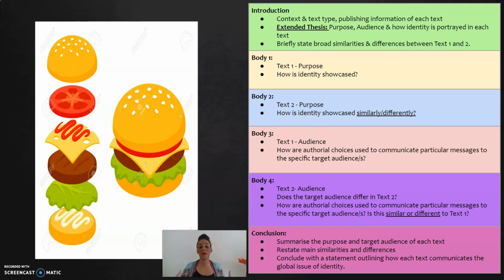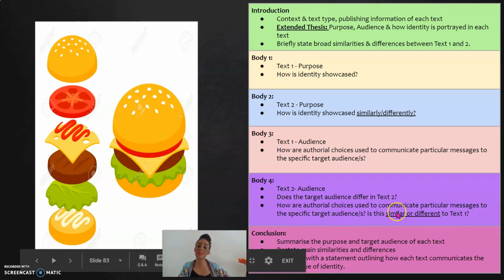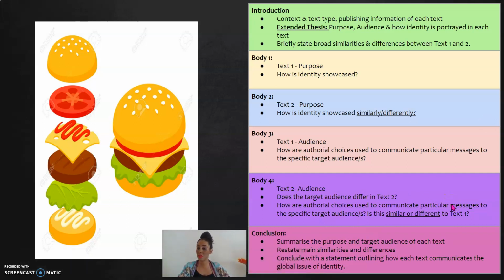You'll then repeat that for body paragraph 4. But when you get to your second last dot point in body paragraph 4, which is here, you need to ask yourself, does the target audience differ in text 2? Is it different to text 1, or is it the same as text 1? Do they have different target audiences? And then how are the authorial choices used in text 2 to communicate a particular message about identity? How are they similar or different in the audience that they're trying to reach and the message they're trying to communicate? So you're really looking at who's the audience of text 1? How do I know this? Because you find some specific language features or formal features that give you that clue.